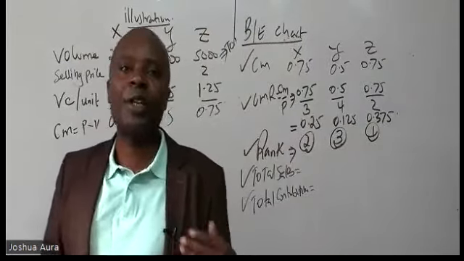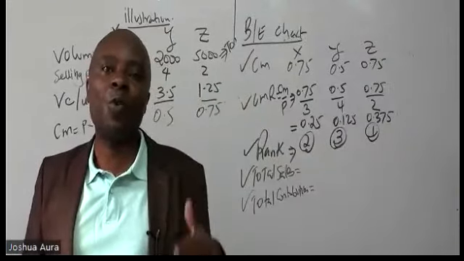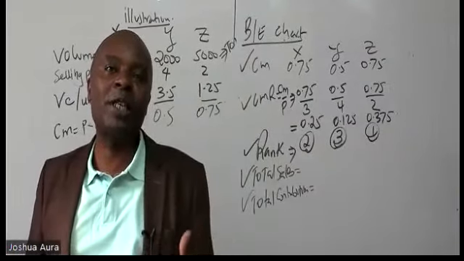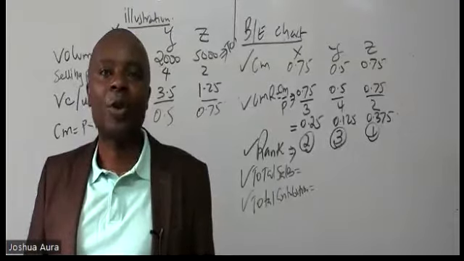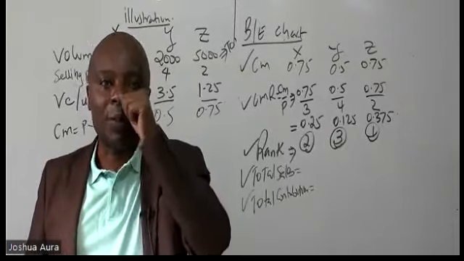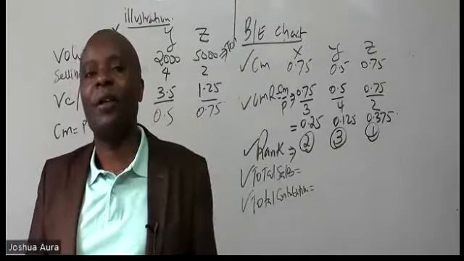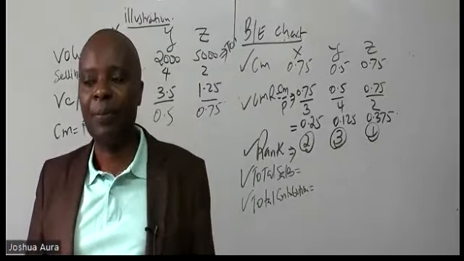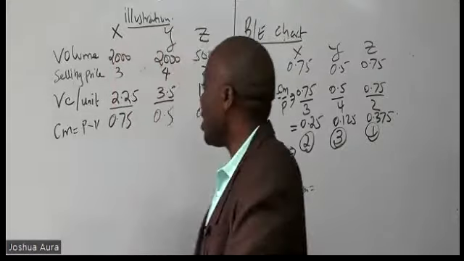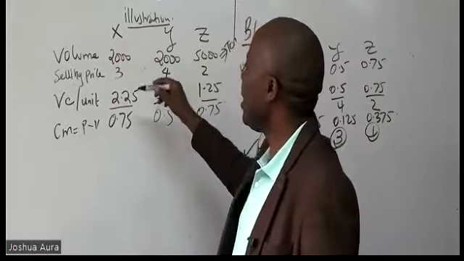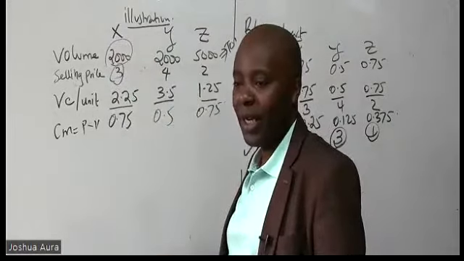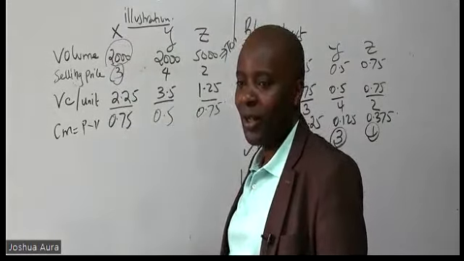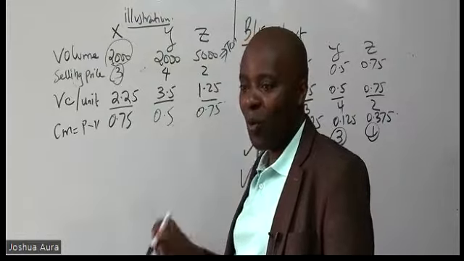So total sales revenue, how do we get sales revenue? We are quite aware that to get sales revenue, we normally take price times quantity. So the selling price is here, the quantity is here. So you take the selling price times quantity.